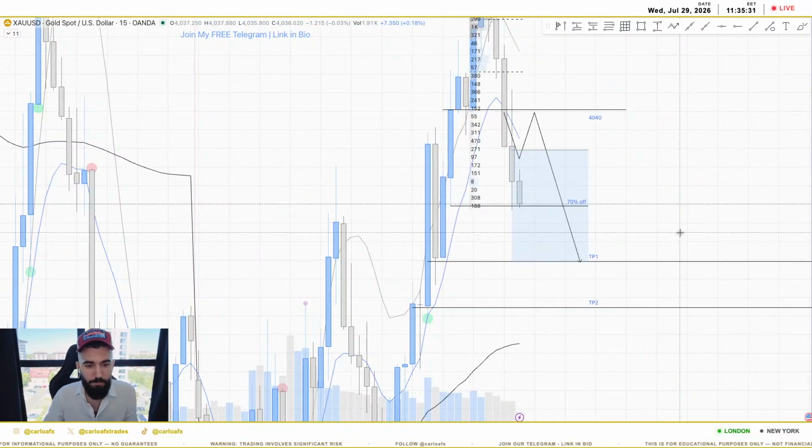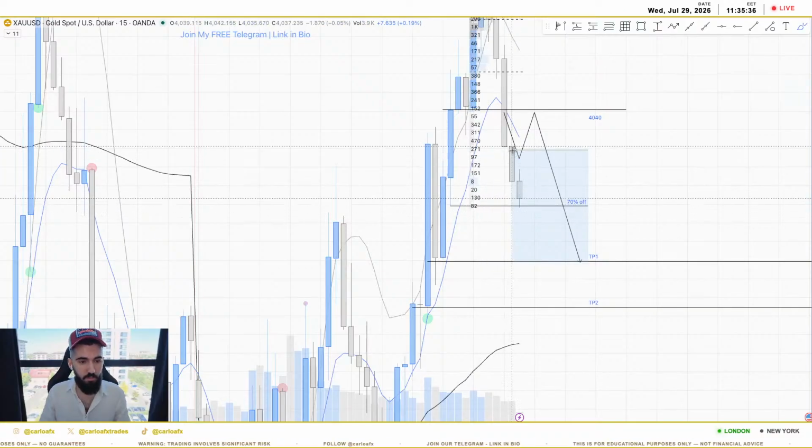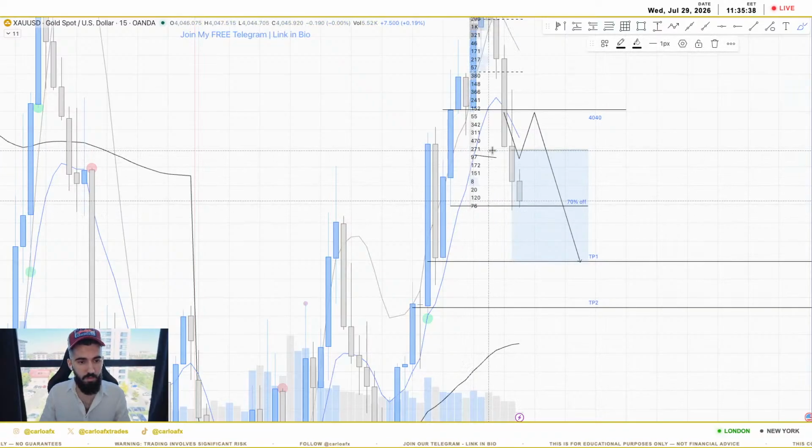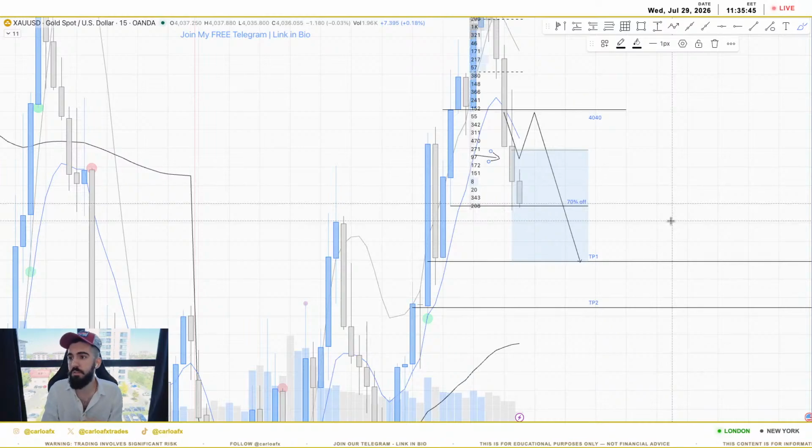Okay, so if we can break the low of this candle right here, we can hit the TP1 and then going forward for the TP2.